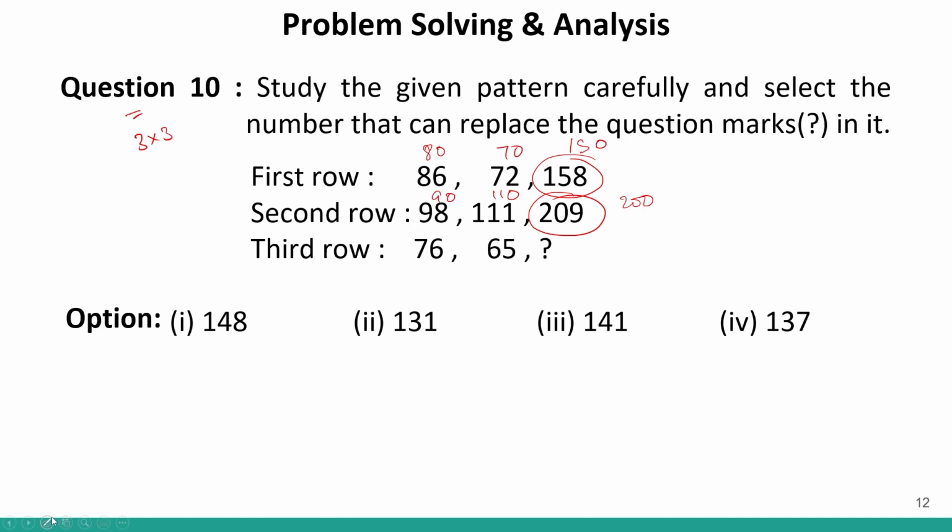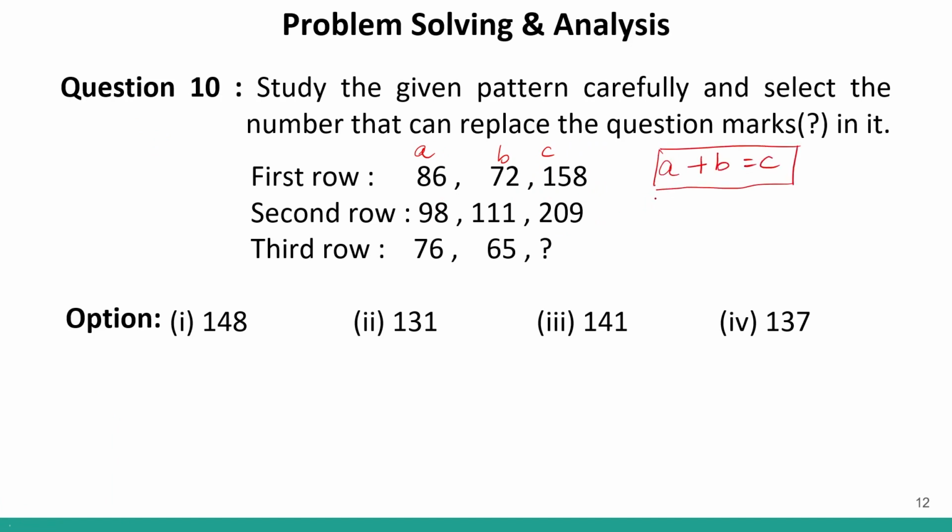So this is a very simple logic. If this is A, this is B and this is C, we are simply adding A and B to get C. This is a very simple logic. Now let us check. 86 plus 72. This will be 158. Correct for row 1. Okay. For row 2, 98 plus 111. So here it will be 209. Correct for row 2 as well.